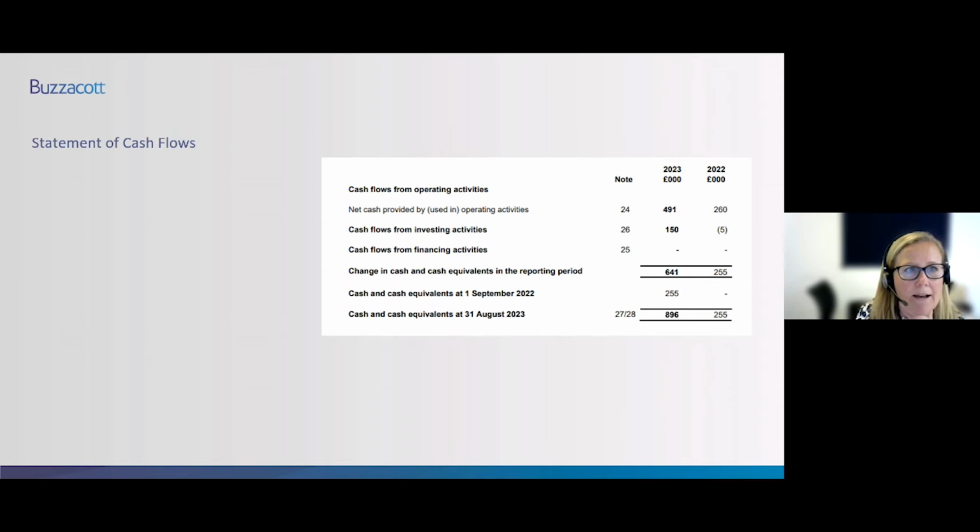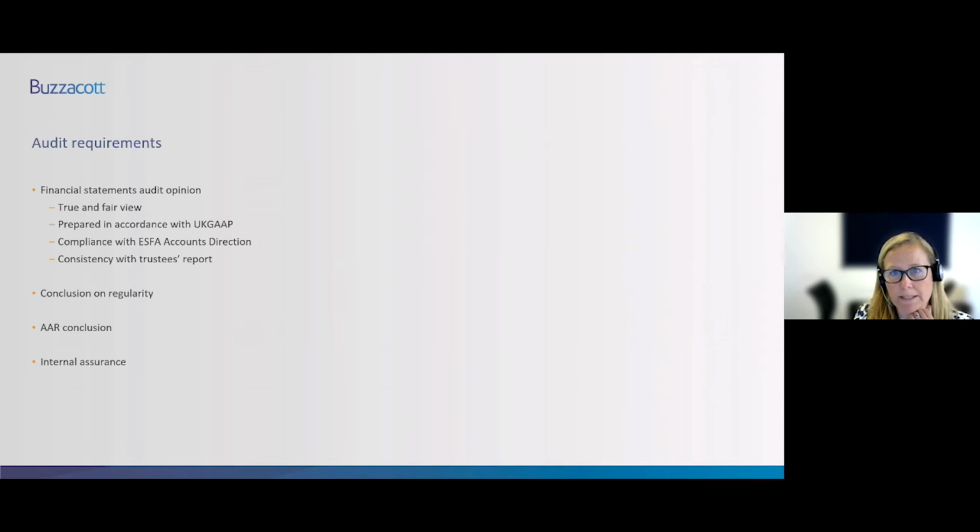And we will then just move on to the audit requirements. So from both the external audit perspective, but also the internal assurance requirements, as Alison mentioned, both sitting within the responsibilities there of the accounting officer.